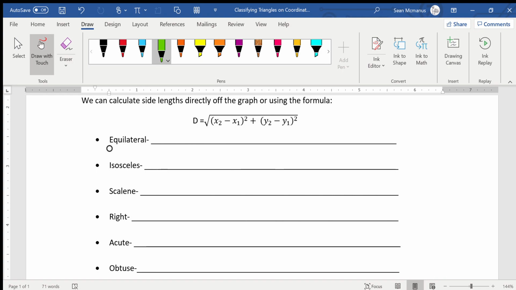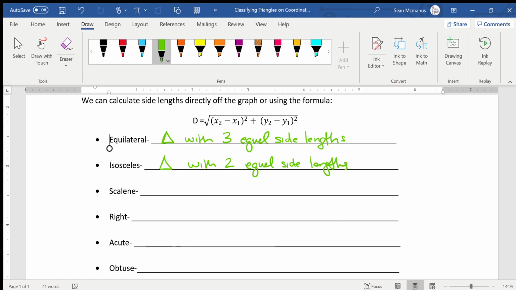An equilateral triangle would be a triangle with 3 equal side lengths. An isosceles triangle, again, we take our triangle in the coordinate plane, find the length of all the sides, and an isosceles triangle would be a triangle with exactly 2 equal side lengths.